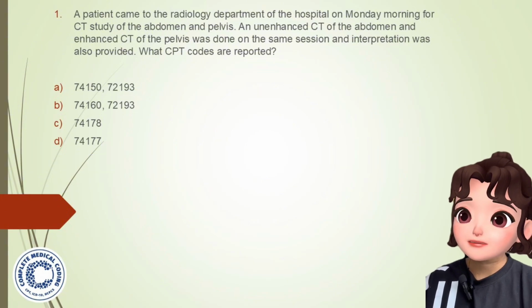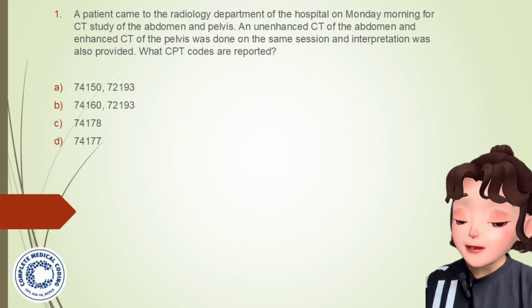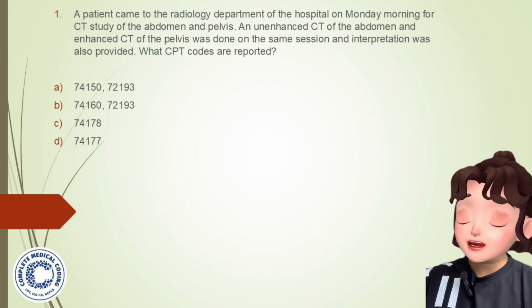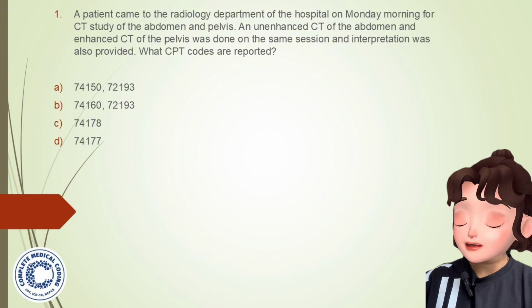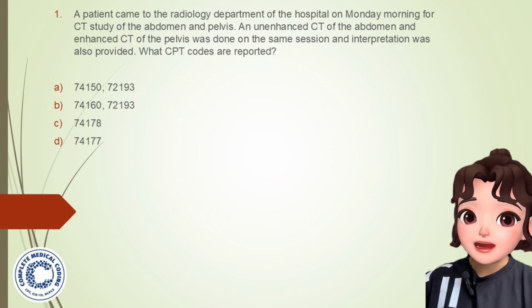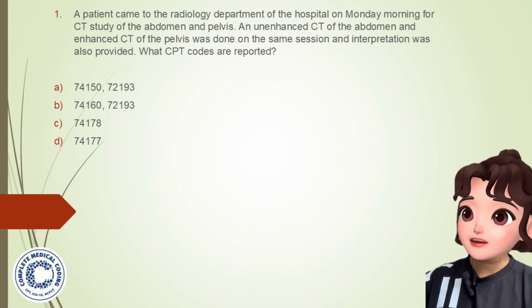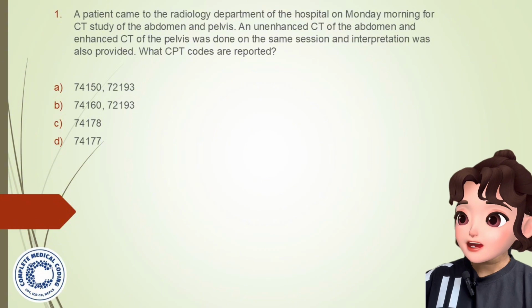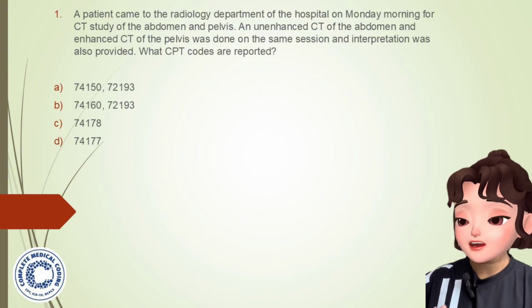74178 and 74177, CT scan abdomen and pelvis. See, initially itself we got the combined CPT, the combined code. Computed tomography abdomen and pelvis. 74177 is with contrast material, meaning all together abdomen and pelvis with contrast material. No, that's not our question.